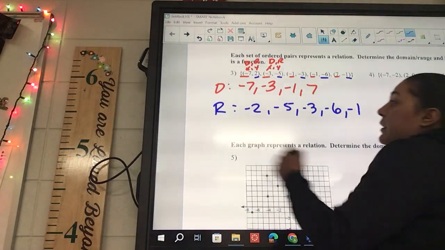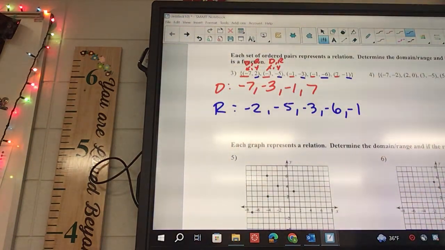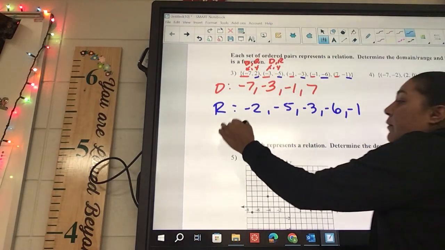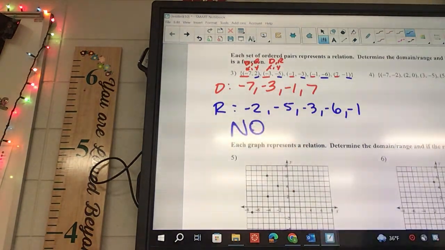And then, is this a function? No. Why not? Is it -1? The negative one's repeated, okay, for the x's. So this is no, it's not a function.